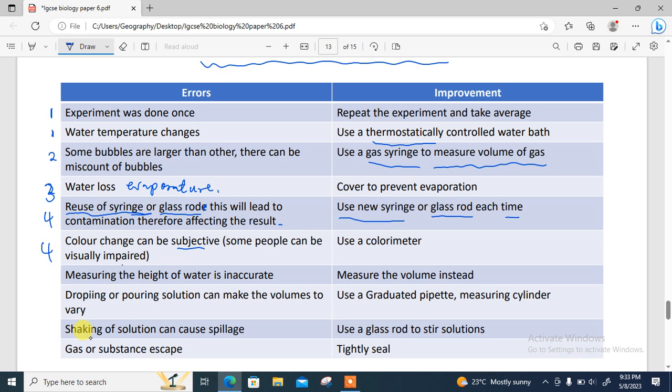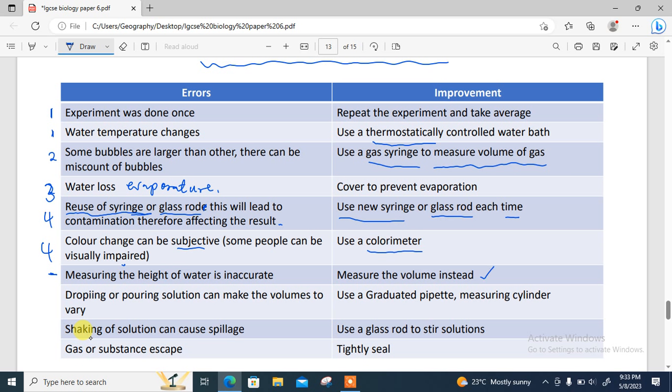Now, color change can be subjective, because if we are observing color change as humans, some people can be visually impaired, so they will not be able to give the exact color change. So when the experiment is looking at colors, you should use a colorimeter to check the color, rather than using human ability, which is subjective and prone to error. Now, we also look at measuring the height of water being inaccurate. Instead of measuring the height using a ruler, it is better to measure the volume. So take note of these things in the exam.